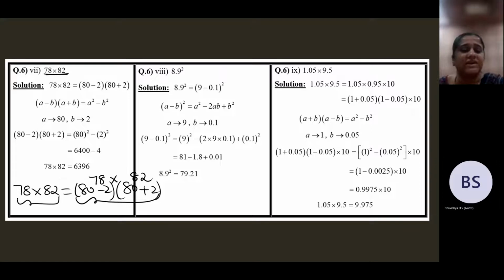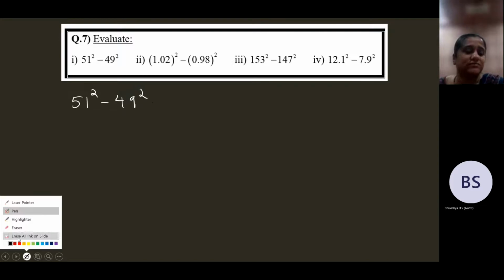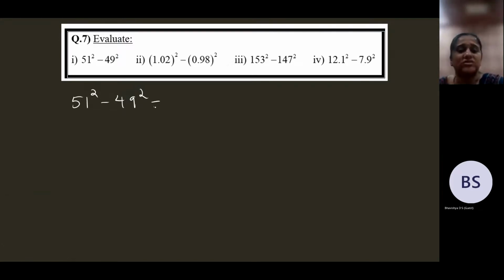Yeah, so we are still with the question only. Though we have written 78 as 80 minus 2 and 82 as 80 plus 2, it's still the question 78 into 82. Now, this is of the form what? A minus B into A plus B. So the answer is A square minus B square. So the answer is 80 square minus 2 square. But here, how does the question look for you?